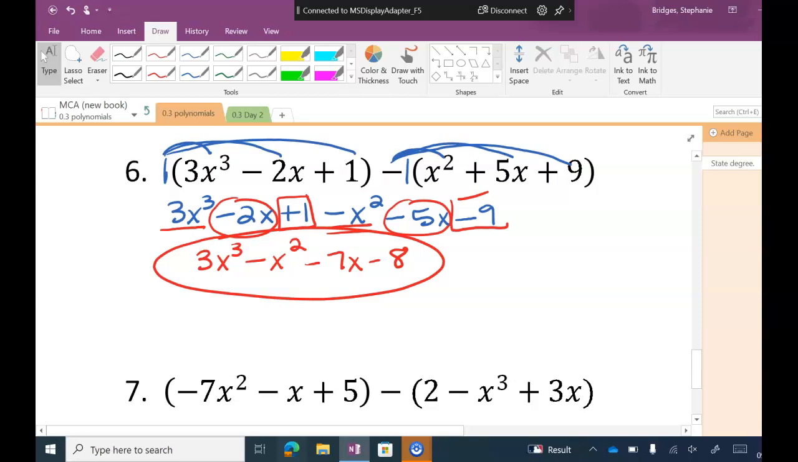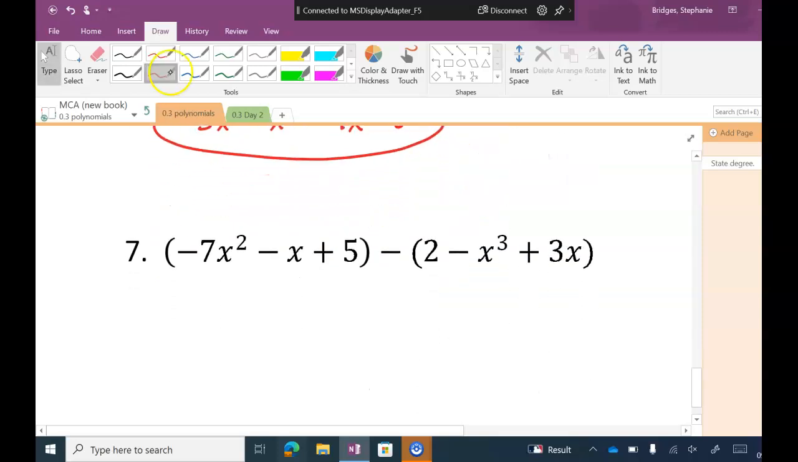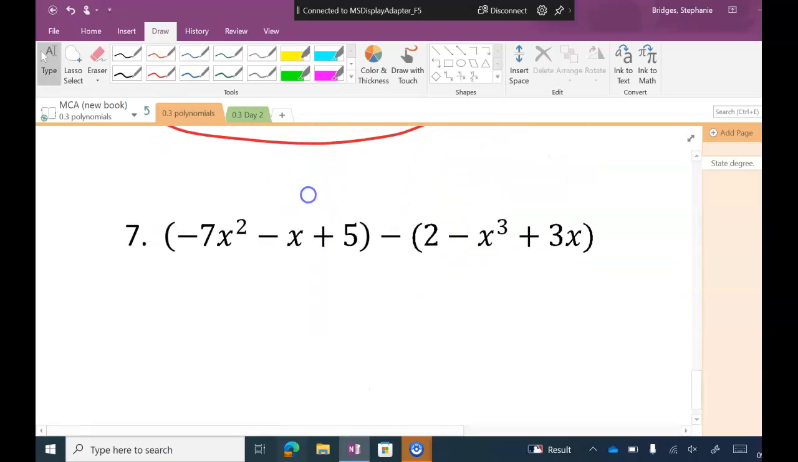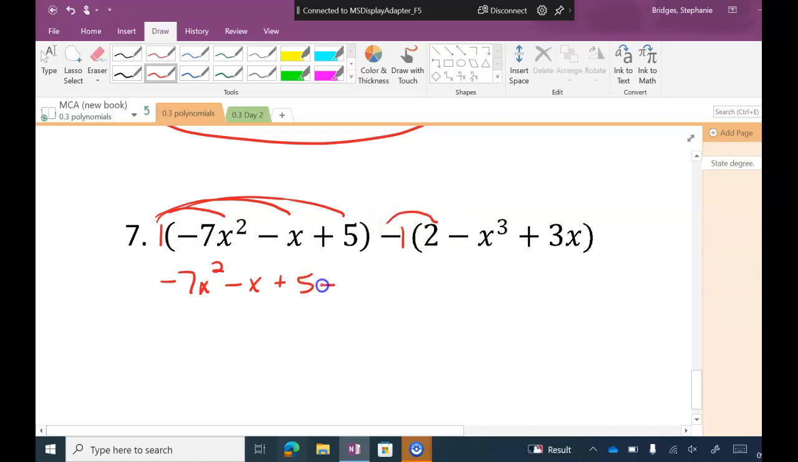So once again, put my little ones in front, and you do not have to do it like I do. If you can just write it with distributing your negative, however you choose to do it. Just don't make mistakes and forget negatives. That's going to make that a -2. That's going to make that a positive x to the third. And that's going to make that a -3x.